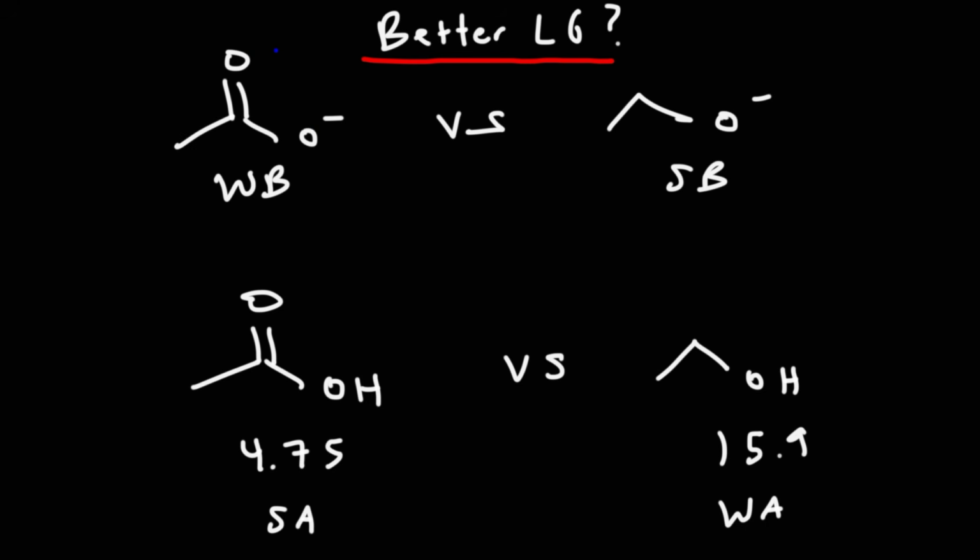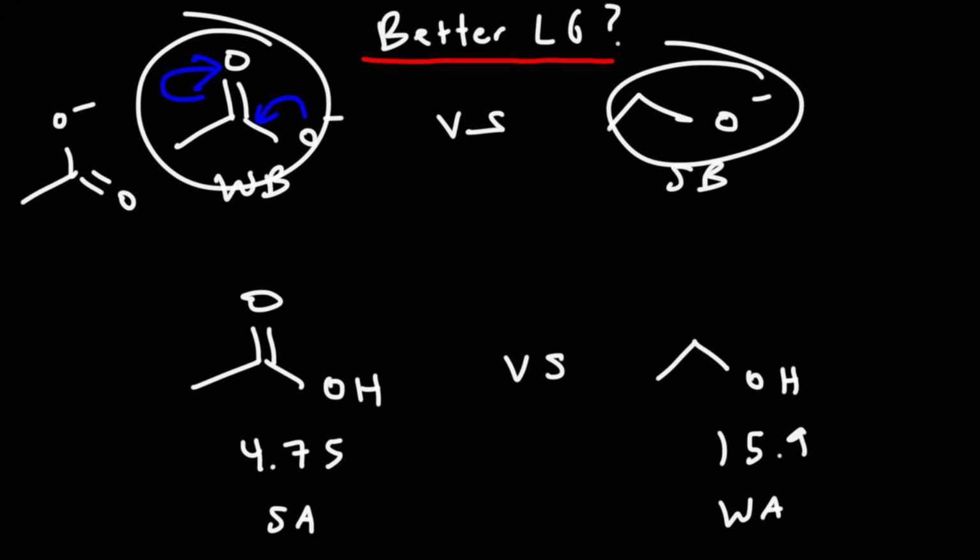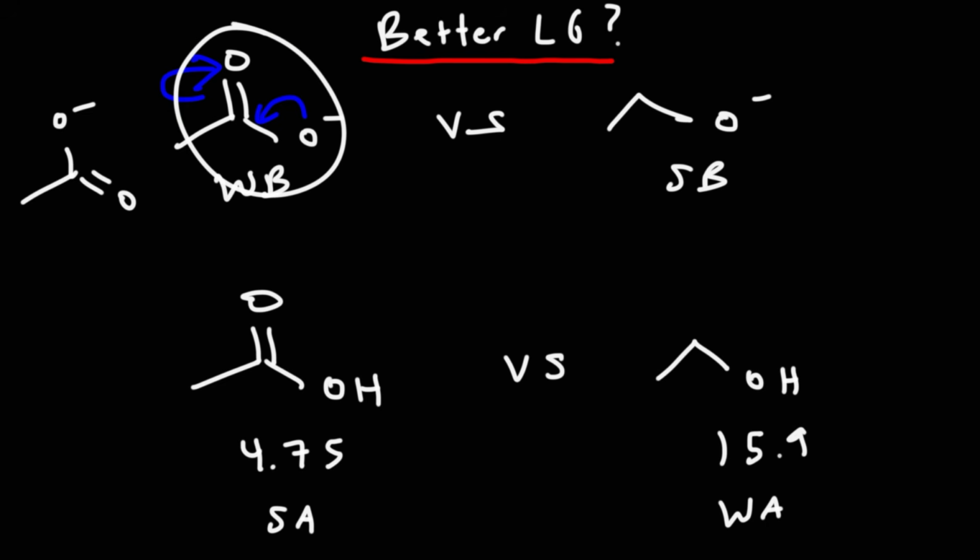And it has to do with the stability of the negative charge. This negative charge is stabilized by resonance. That negative charge can delocalize into the carbonyl functional group, and so it's shared among 2 oxygen atoms. Here, the negative charge is localized on 1 oxygen atom. As a result, this is not a good leaving group. This is the better leaving group. So this is going to be the answer.